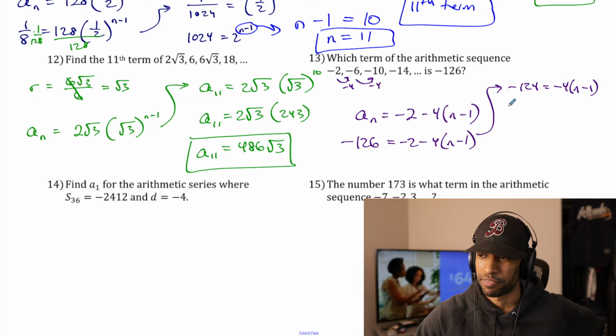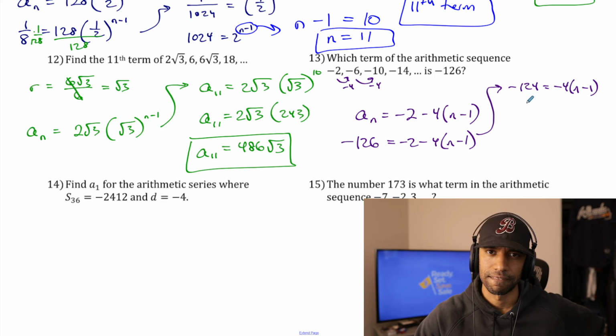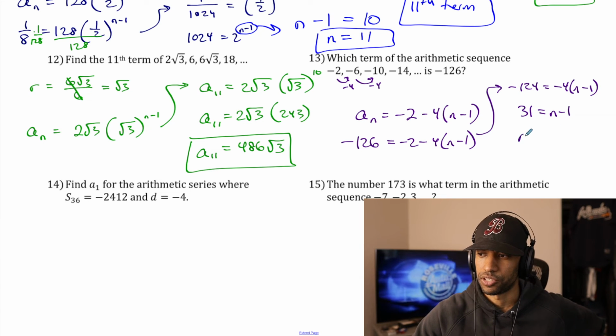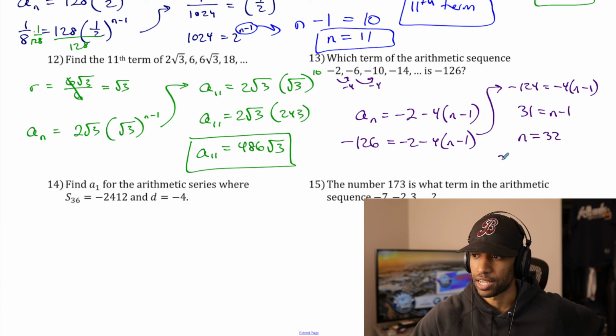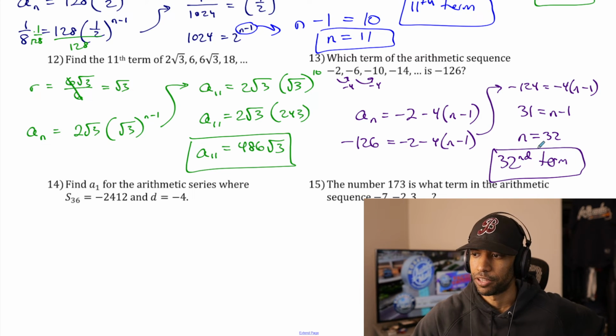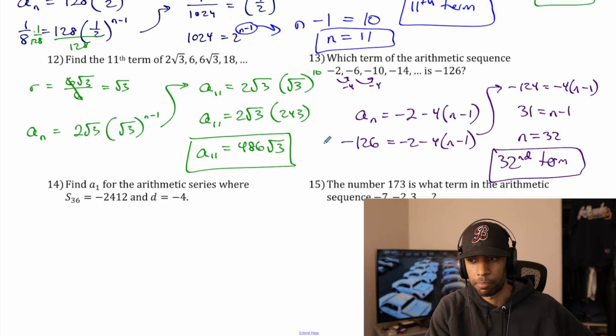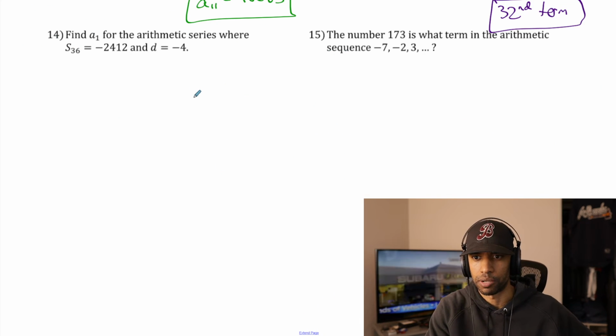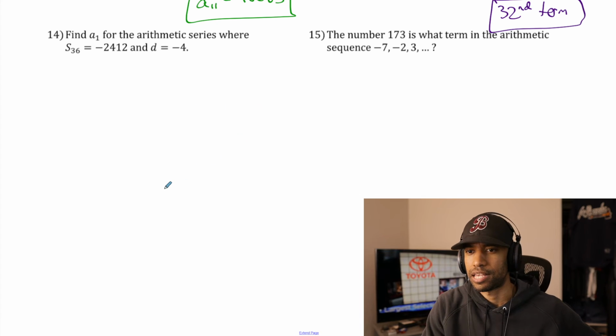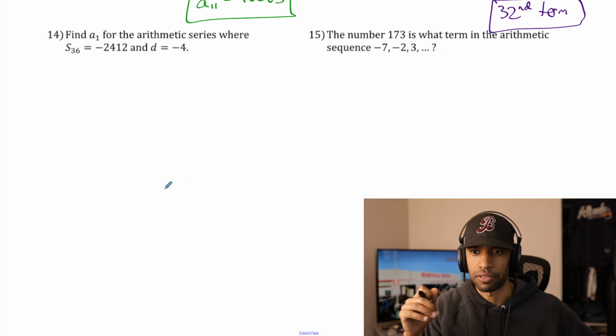You can distribute, but I'm going to divide. Divide both sides by -4, and I get 31. And add 1 to both sides to get n equals 32. So the 32nd term is that value. So again, just solving algebraically, working your thing in a different form. You have the output, you have the value of the term, and you're trying to find out which term gives you that. All right, last 2 here, and then another sheet down the line.